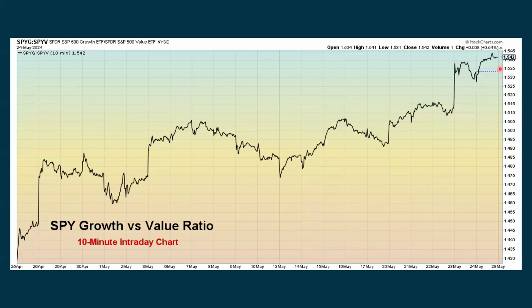Another measure is between growth to value for the S&P 500, and we take a ratio with this, and this is also a 10-minute intraday chart. When this is going up, that tends to be more positive. If we want to stay positive in the S&P, we want to see this ratio continue to go up.